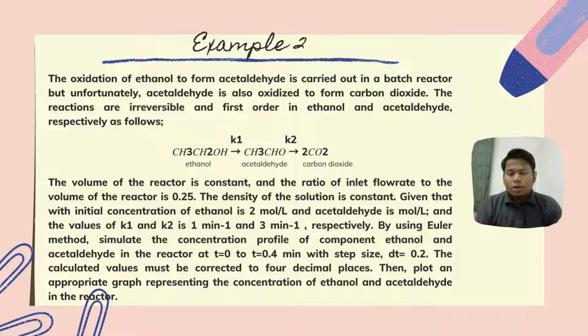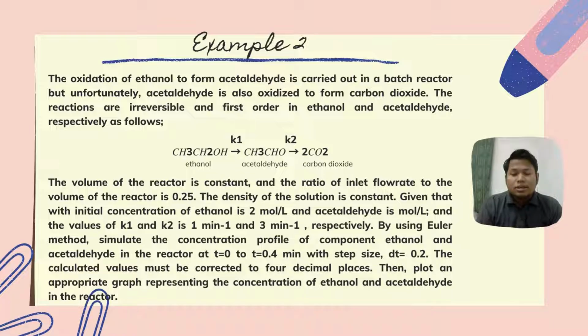Hi, I'm Firdaus, and I will present an example from our batch reactor tutorial. So let us read the question on example 2. The oxidation of ethanol to form acetaldehyde is carried out in a batch reactor. To make it easy for us, we can change the notation to ethanol labeled as A, while acetaldehyde is labeled as B. So the reaction will be A producing B.